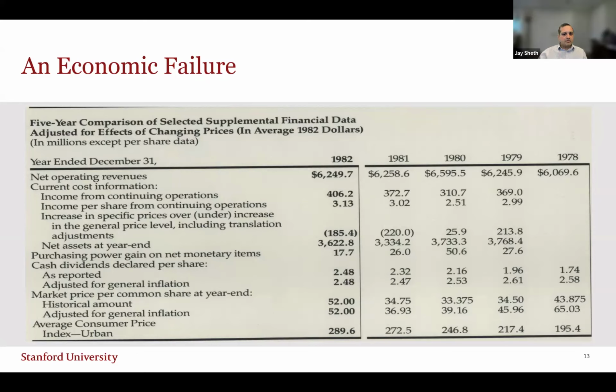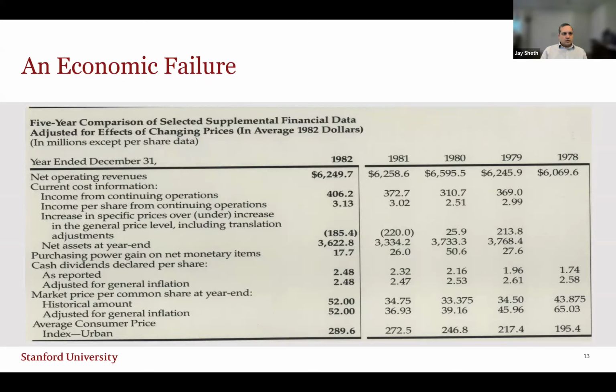The dividend had gone up in reported numbers from $1.74 to $2.48. But if you adjust for inflation, the real value of the dividend had actually declined from $2.58 to $2.48. And same for the stock price. The stock price had gone up in dollars from a little over $43 to $52, but in real terms, again, had declined from about $65 to $52. So the purchasing value of a stock and of a dividend had not kept up with inflation.